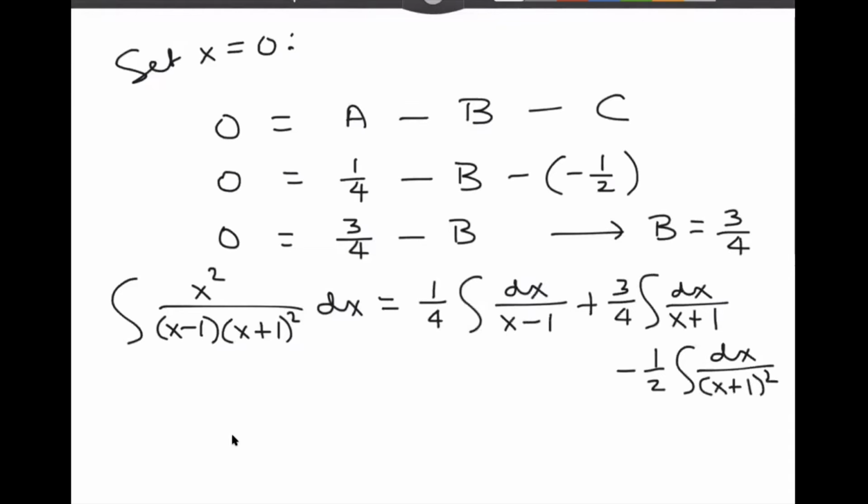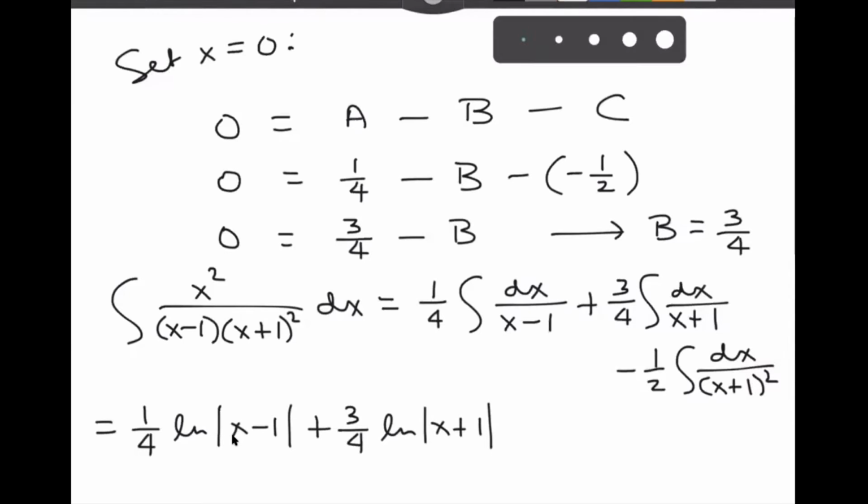All right, so the first one of those and the second one of those are natural log. Those are basically du over u. So this is 1/4 natural log absolute value x minus 1 plus 3/4 natural log absolute value x plus 1. Now, the last one is a little different. Please, please, please don't tell me that's minus 1/2 natural log x plus 1 squared. All right.